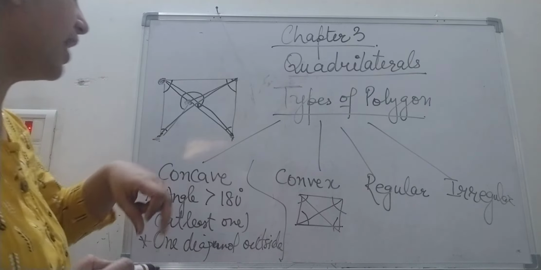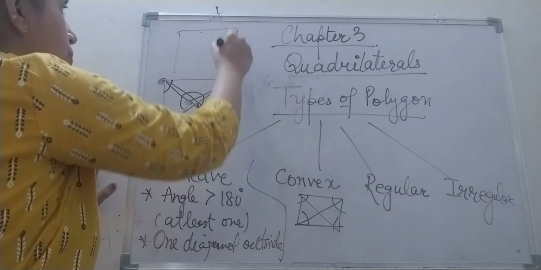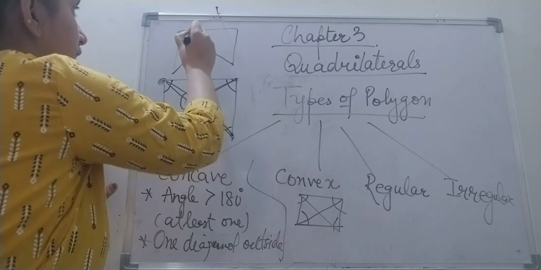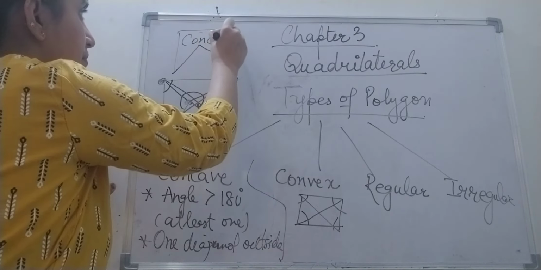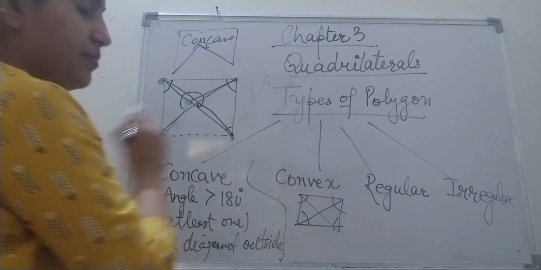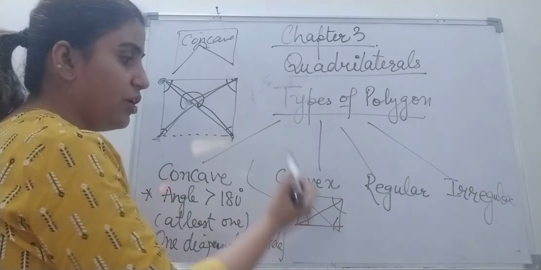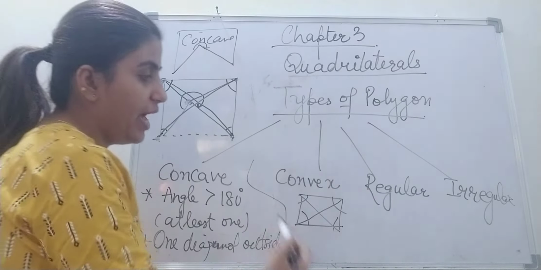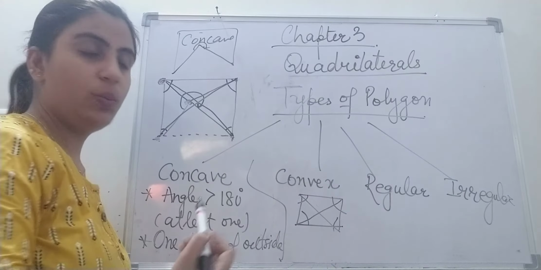This was the diagonal. Figure was this one. This is your concave, with one angle greater than 180. This was a diagonal drawn. And this is your convex with all the angles less than 180.